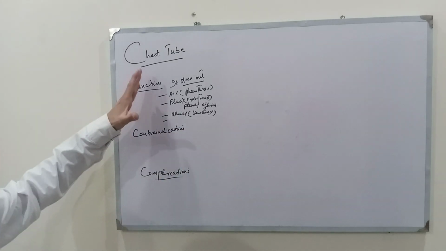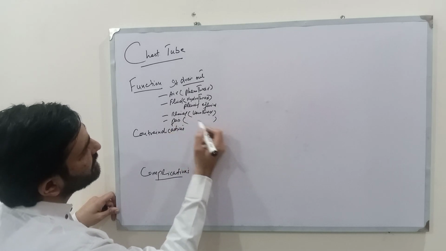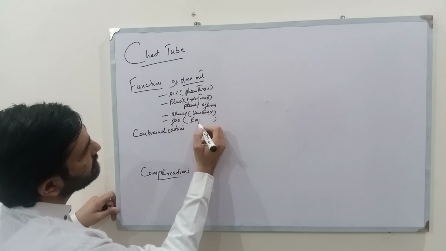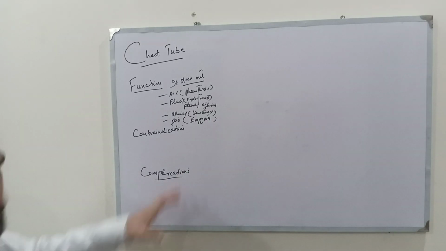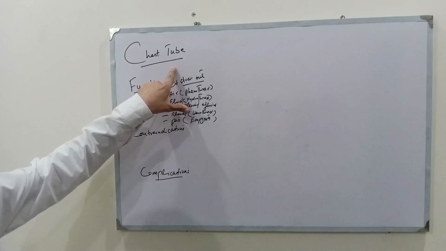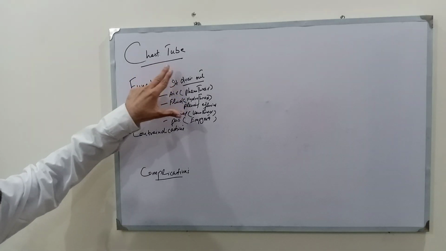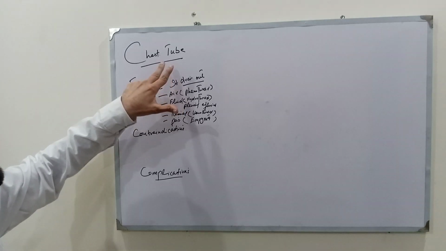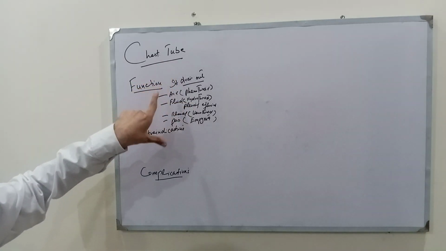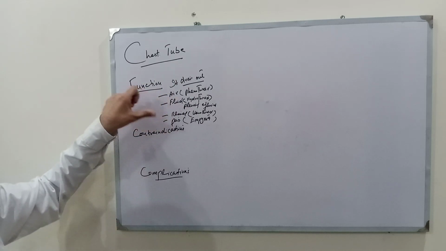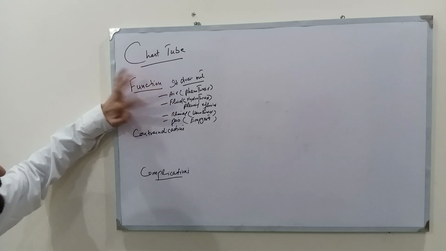It is also used for drainage of pus, which is called empyema. So, the function of chest tube insertion or chest tube placement, thoracostomy or chest drain insertion or thoracic catheter, is that it helps to drain out air, fluid, blood or pus.